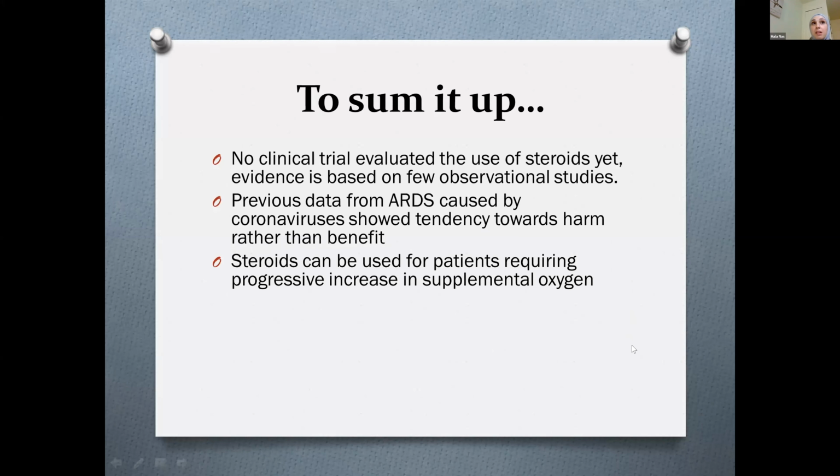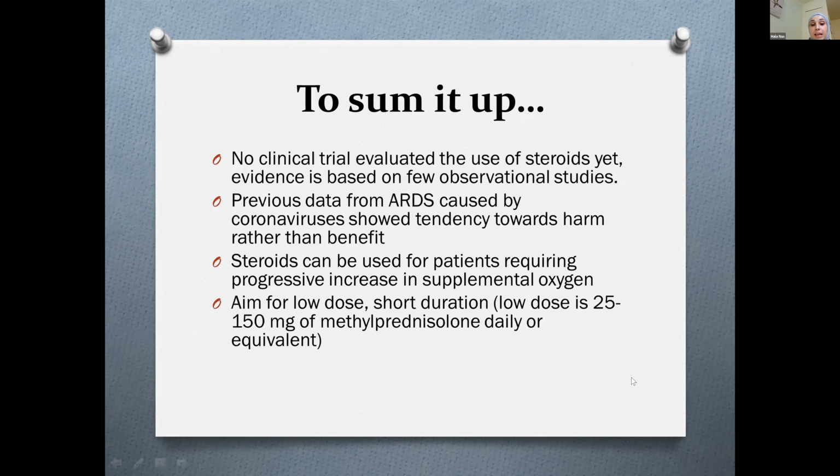This is what a lot of institutions are doing, and our institution is among them. Aim for a low dose and short duration of steroids. A low dose is usually 25 to 150 milligrams of prednisolone daily or equivalent. And when we do 1 to 2 milligrams per kilogram, we use the actual body weight, not the ideal body weight or adjusted body weight. It's the actual body weight.